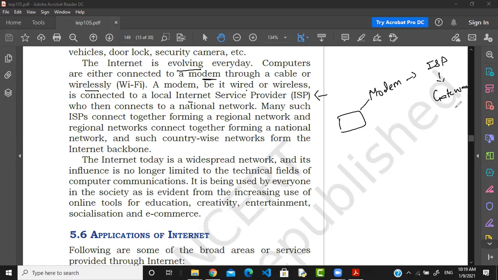It has a gateway. Through the gateway it connects with another internet service provider. Now another modem is there, and another computer is there. So this way the internet is forming. Then it connects to the national network.